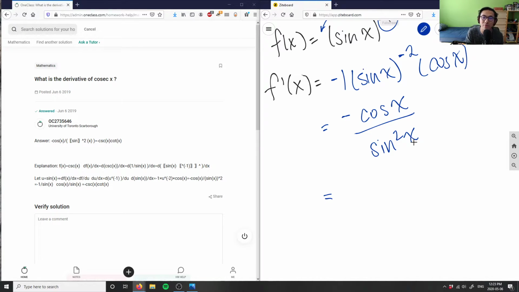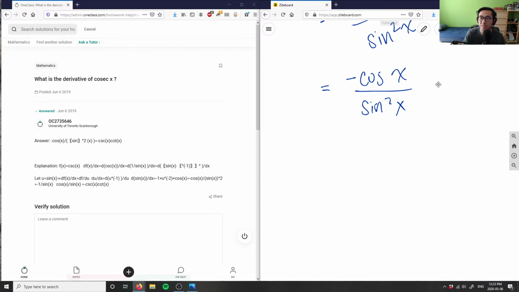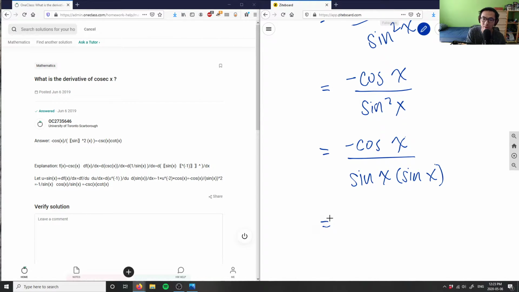But I can simplify this even further, right? I can say that this is negative cos x over sine squared x. Let me just rewrite this here. I can rewrite this as negative cos x over sine x times sine x, right? And we know that here we have cosine over sine x. This is simply cotangent, right? We know sine over cosine is tangent, so therefore cosine over sine is cotangent.